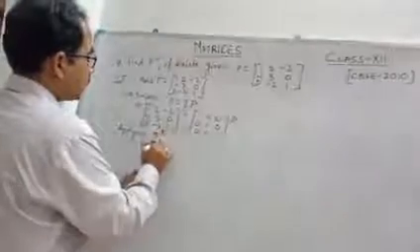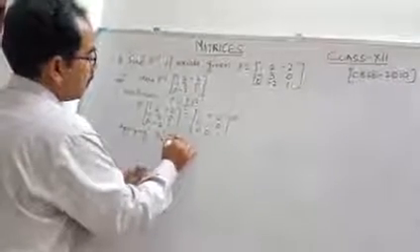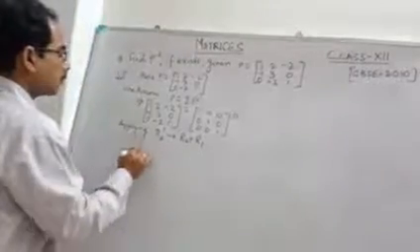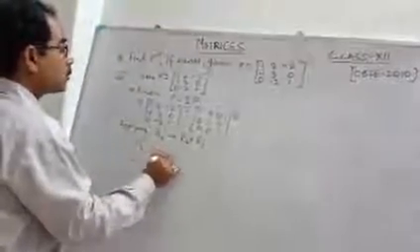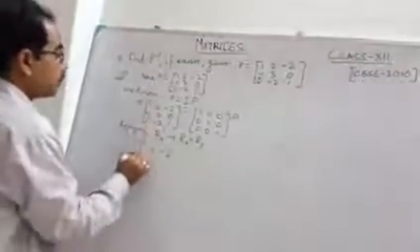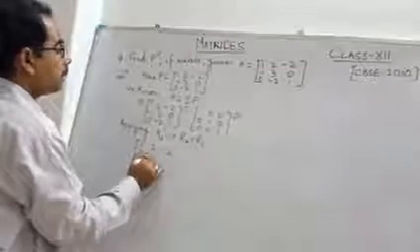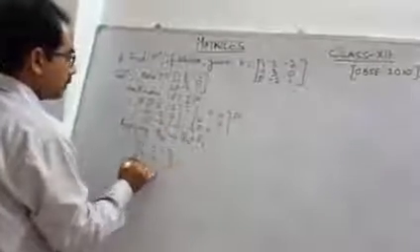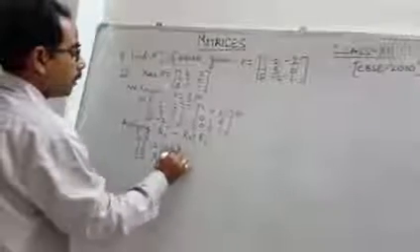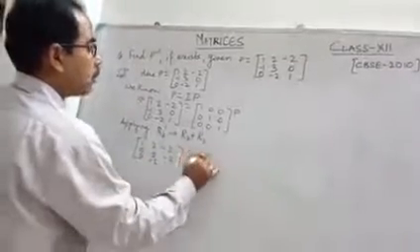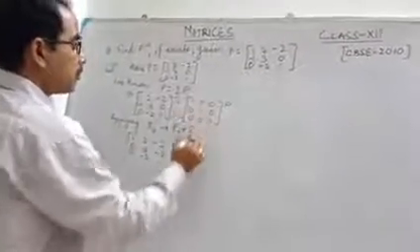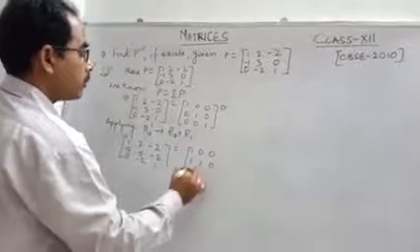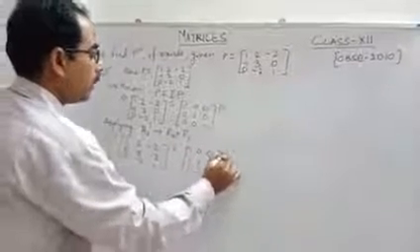So which type of transformation will we apply? R2 prime tends to R2 plus R1. So 1 2 -2 will be as it is. Here it will be 0, 3 plus 2 is 5, 0 plus of -2 means -2, then 0 -2 1. Here also 1 0 0, 0 plus 1 is 1, 1 0, 0 0 1 P. Look at here.